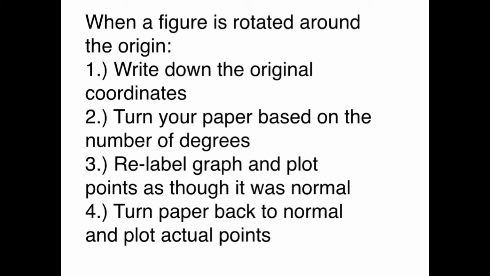All right, guys, so whenever a figure is rotated around the origin, there are some steps that you need to follow. The first one is to write down the original coordinates. The second is to turn your paper based on the number of degrees. The third is to relabel your graph and plot points as though it was normal. And 4, turn paper back to normal and plot actual points. This is going to make much more sense when we start doing examples. Just make sure that these are written down in your notes page.